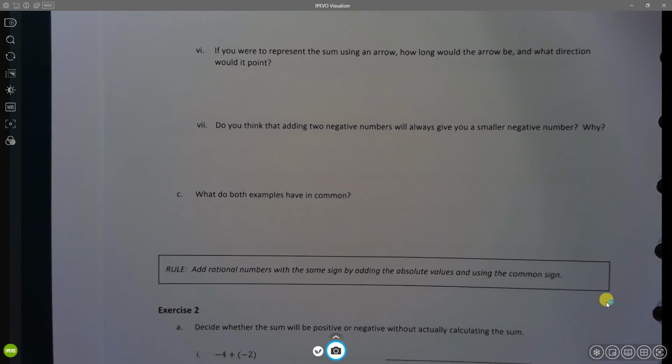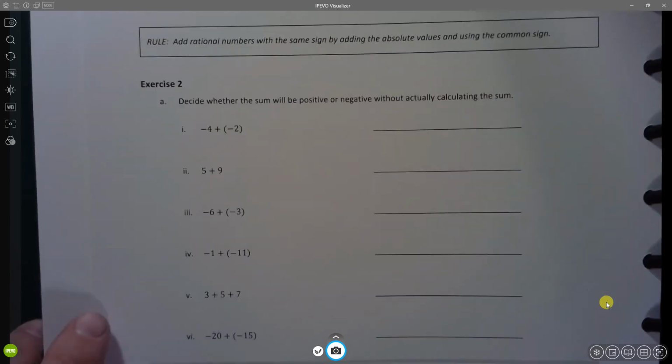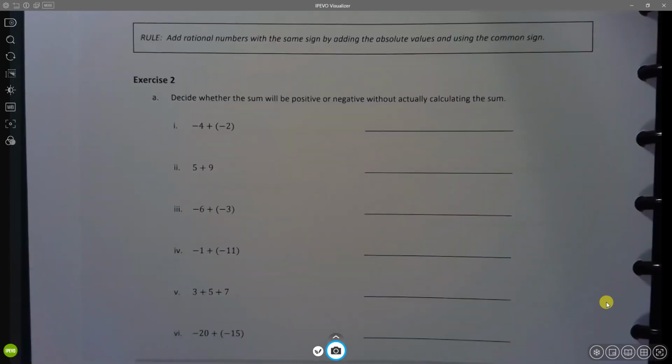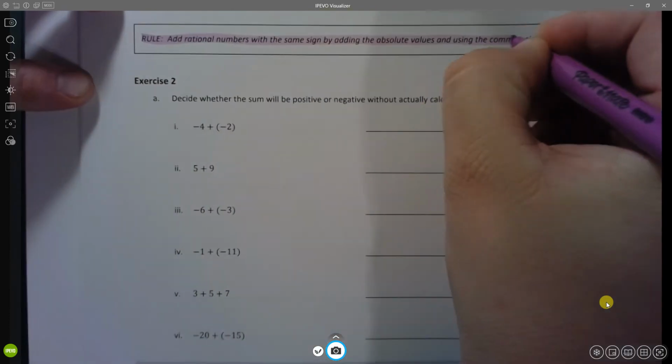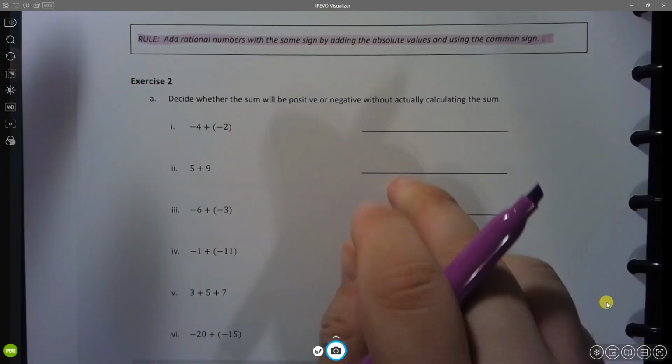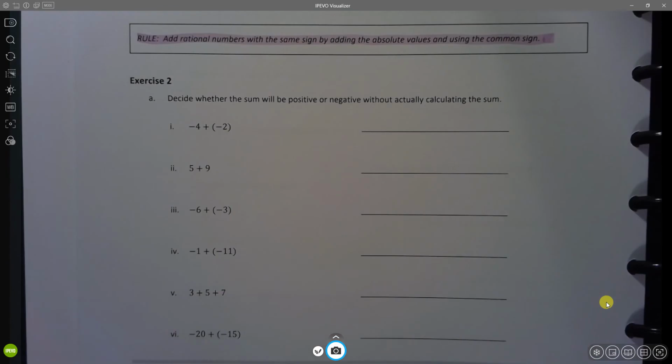Now, there is a reason why I postponed doing this lesson and not combining it with last lesson. It's this next part right here, okay? It says, rule: add rational numbers with the same sign by adding absolute values and using the common sign. Now, you learned about absolute values last year in 6th grade. Okay, the common sign, in other words, that means what sign both numbers are using. Okay, so let's go through and do some of this the easy way.